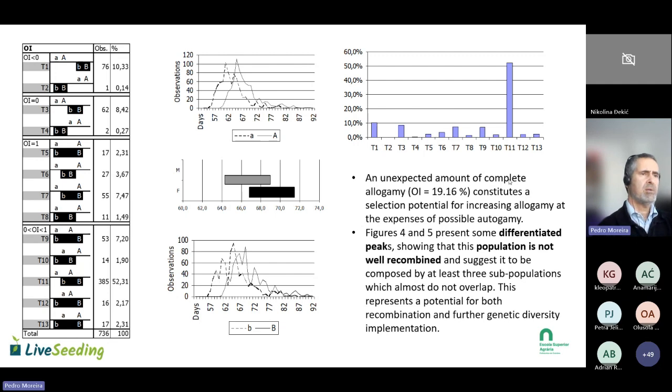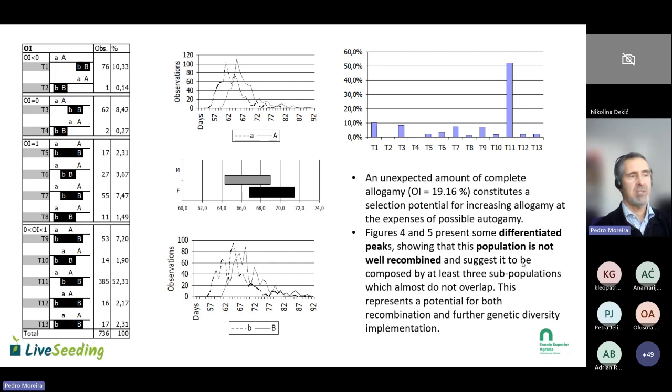So an expected amount of complete allogamy constitutes a selection potential for increasing allogamy at the expense of a possible autogamy. And these figures provided us some differentiated peaks that indicated in some cases that some population is not well recombined. And when we don't have good recombination, it means that we will have more selfings.